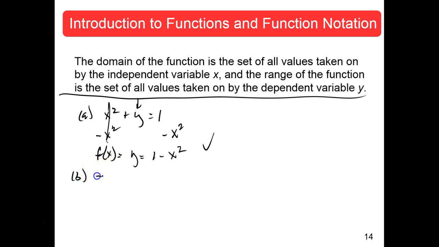Here we have minus x plus y squared is equal to 1. Not too far off from what the other one was. What would we do first? Add x to both sides. We're going to try to solve for y, just like we did before. So add x to both sides. And that gives us, this goes to 0, y squared is equal to 1 plus x.